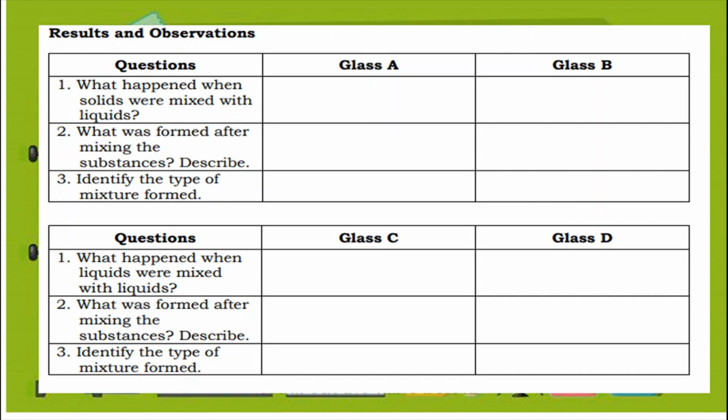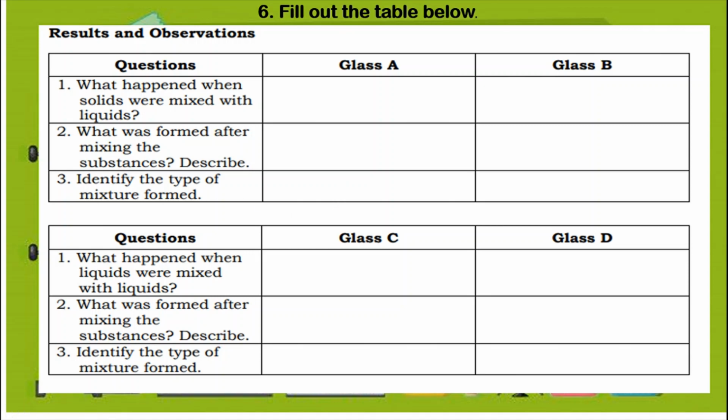Okay, so number 6 procedure. Fill out the table below. So mauna ni siya children ang results and observations based sa ato ang experiment ganina. Okay, number 1 question. What happened when solids were mixed with liquids? Number 2. What was formed after mixing the substances and described? 3. Identify the type of mixture formed. Okay, so kani nga tulo ka questions ang sira ni nato karon.